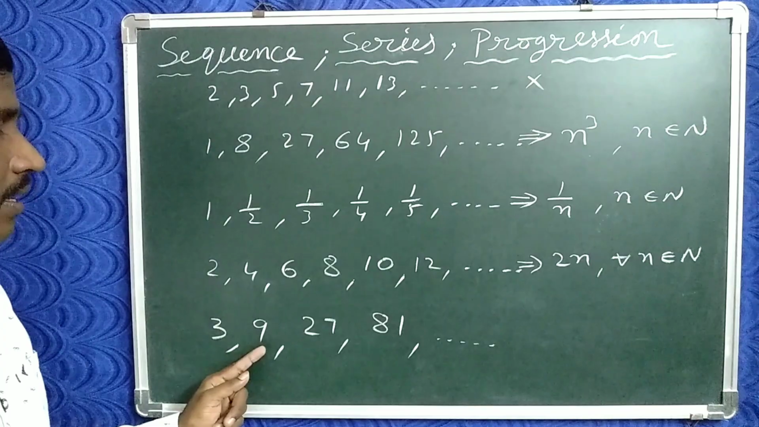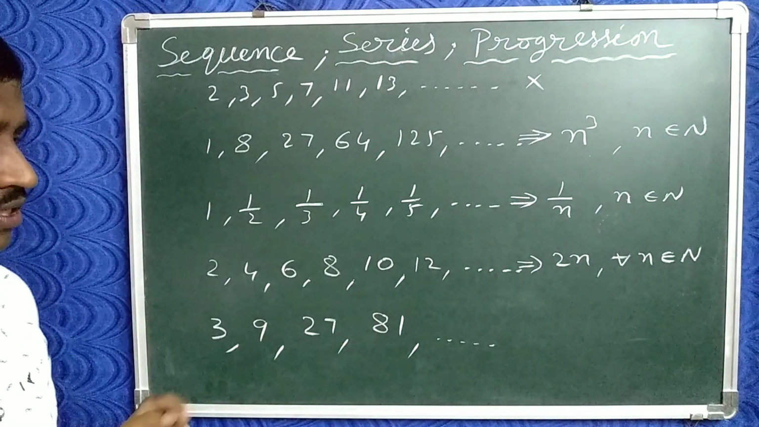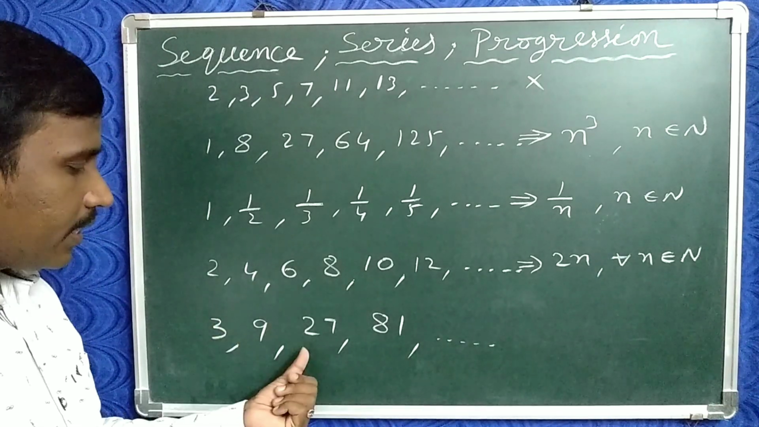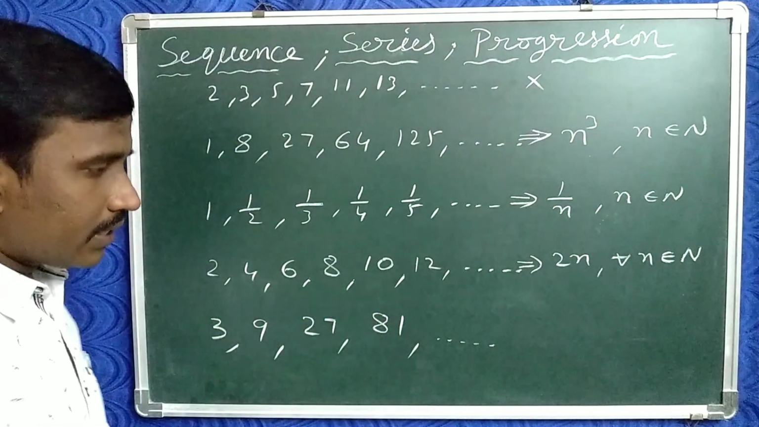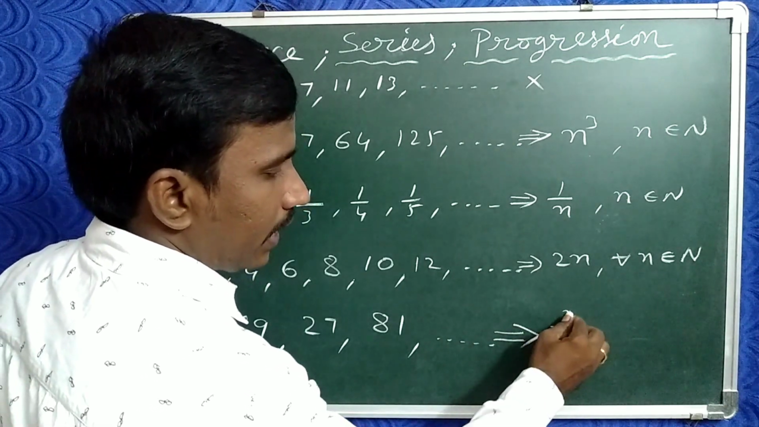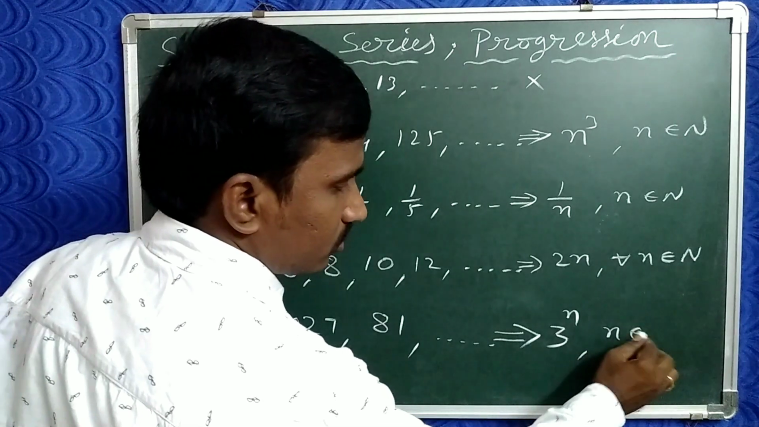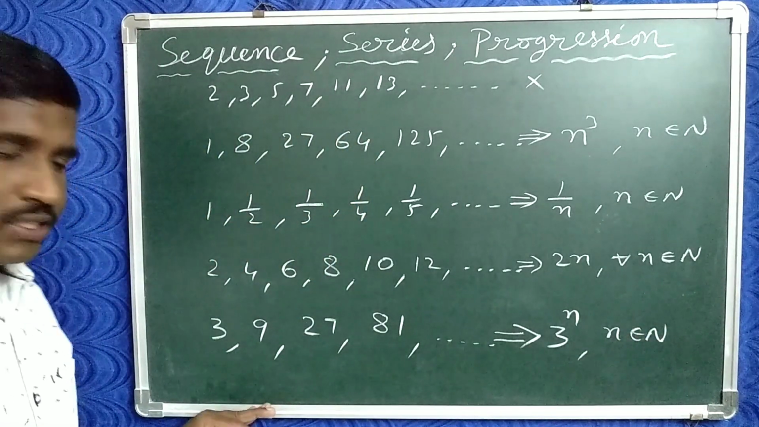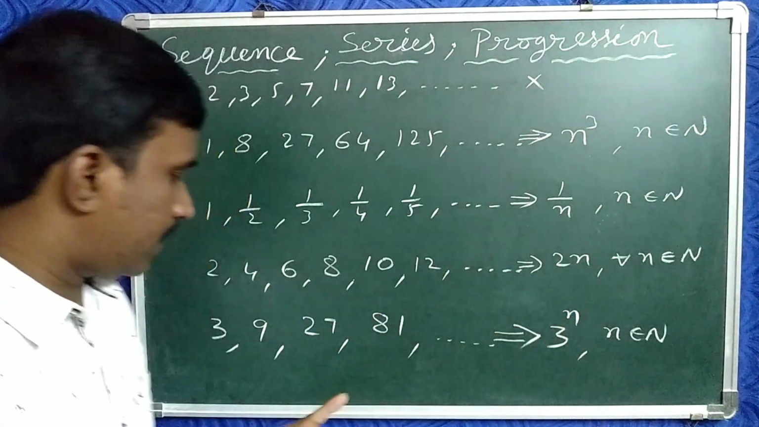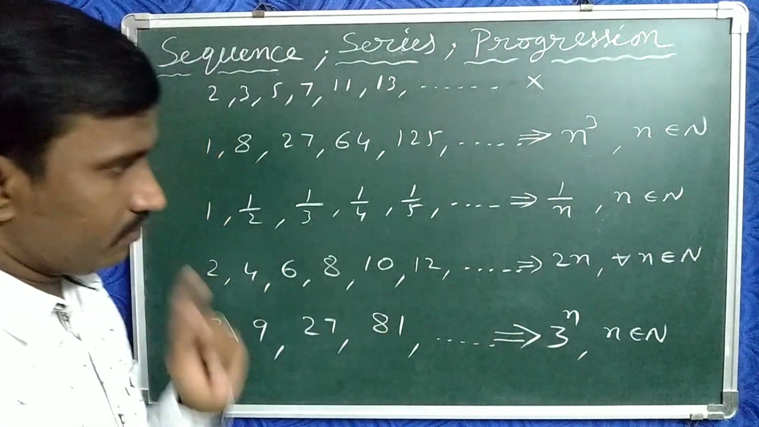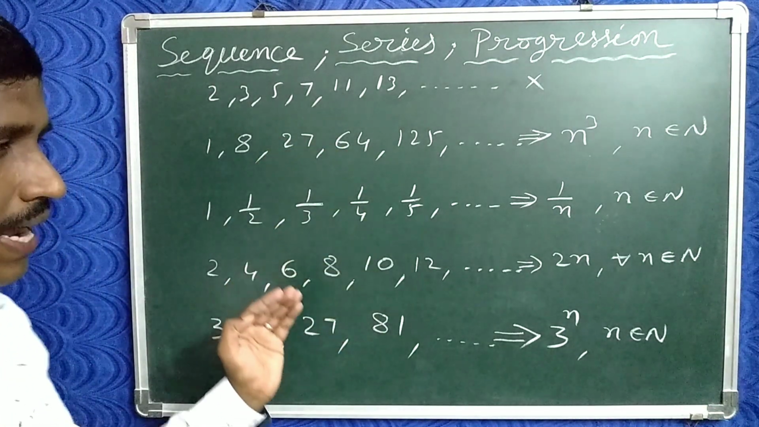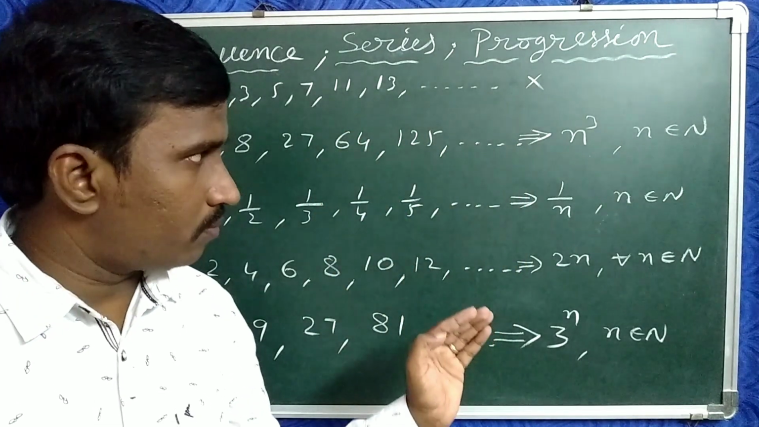Here 3, 9, 27, 81. These are the numbers 3 power 1, 3 power 2, 3 power 3, 3 power 4. That's why these numbers can be expressed in the form of 3 power n. Here n belongs to the set of natural numbers. So n means 3 power 1, 3. 3 power 2, 9. 3 power 3, 27. 3 power 4, 81.